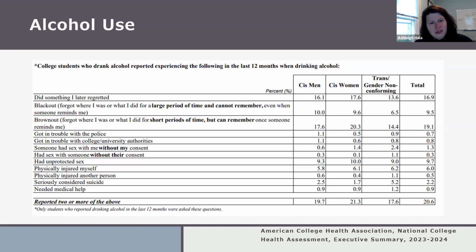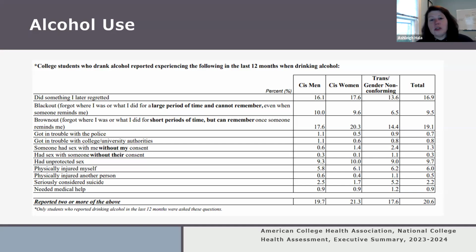And then the next really two are the blackouts and the brownouts. Brownout being slightly more significant, what we call Swiss cheese thinking, right? Like maybe you have some memory, but some of it's gone as well. You can recall if there are sort of cues or someone's reminding you of things, but you sort of have these kind of spurts of memory and then some pieces that are missing.